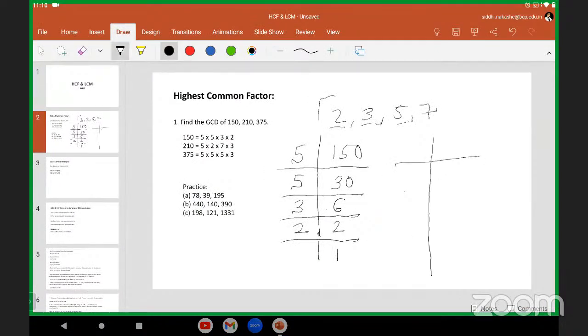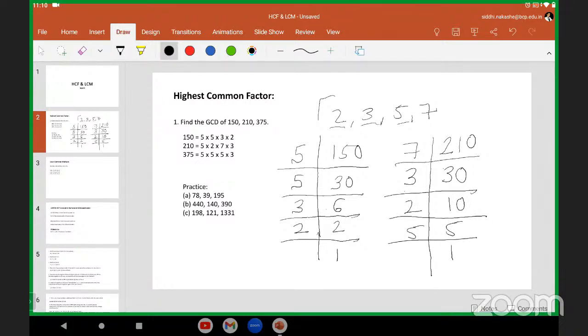Similarly, we can go for 210. For this, we have 7, then we have 30. Again 3 tens are 30, and 10 is 2 into 5, and so on. When we do this, we get the numbers as mentioned here. For 150, 210, and 375, we get 5 into 5 into 3 into 2, then 5 into 2 into 7 into 3, and for 375, 5 raised to 3 into 3. Now, how to take out the HCF?